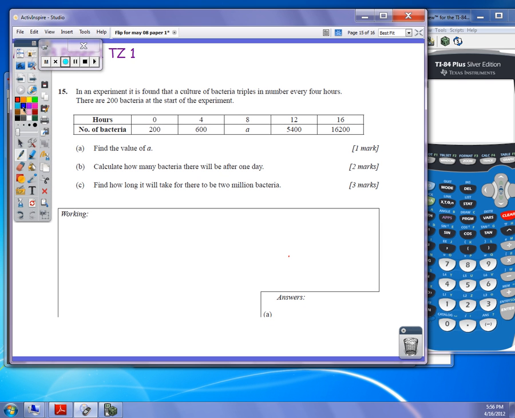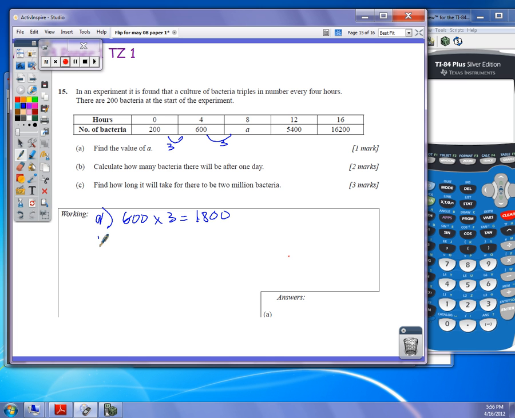You can see that we're multiplying by 3, multiplying by 3. So you know that for part A, you're going to take 600, multiply by 3, and you're going to get 1800. Now you're feeling a little more confident about the rest of this problem. How many bacteria will there be after 1 day?